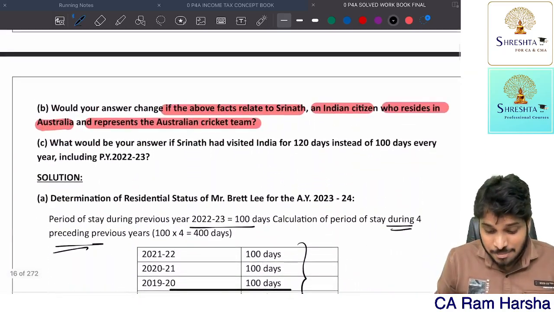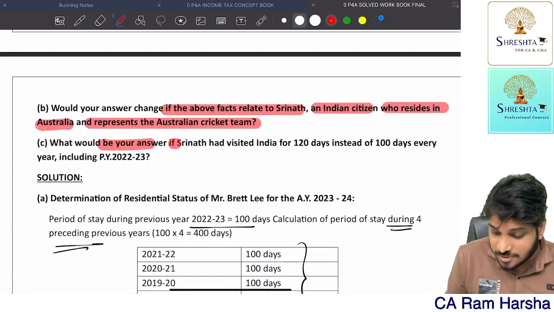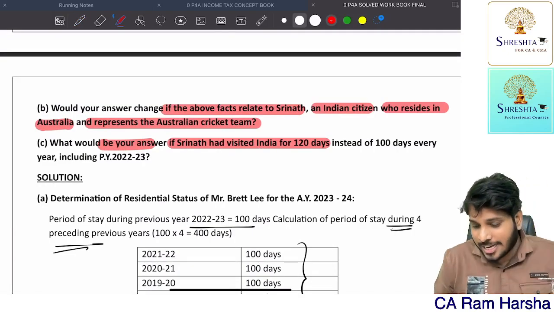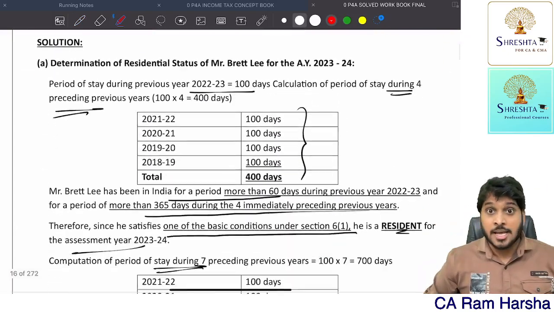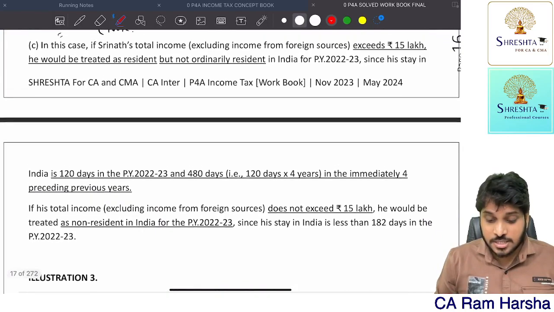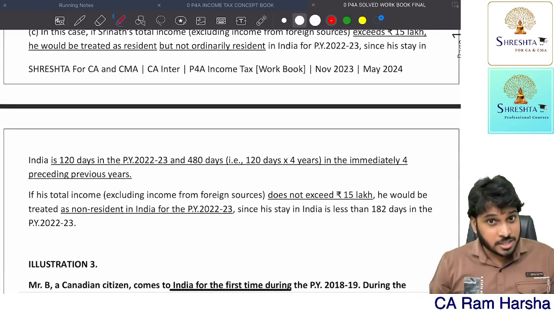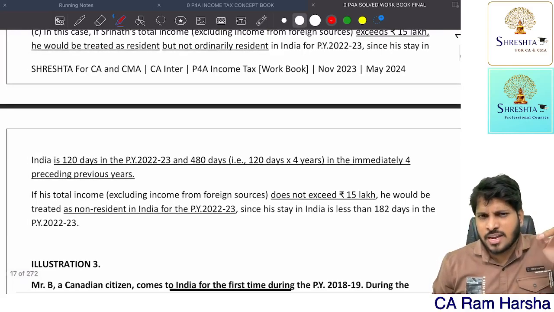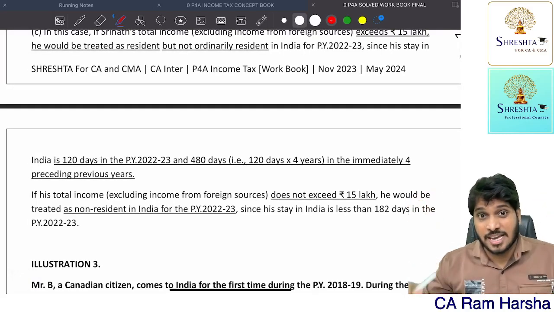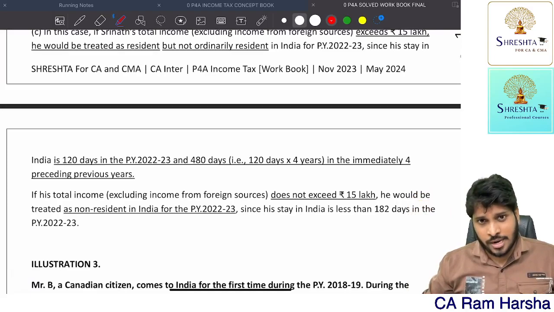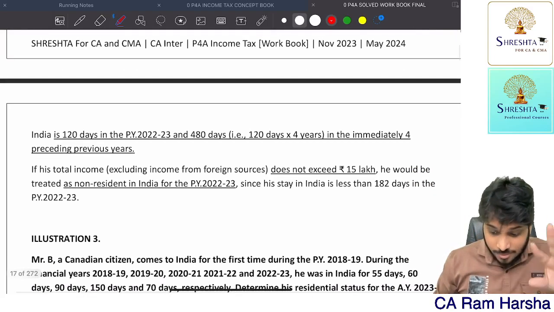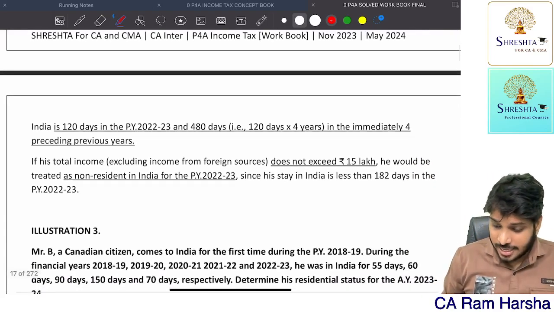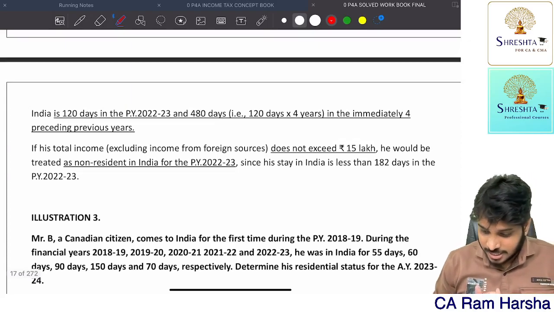You see case number 3. What would be your answer if Srinath has visited for 120 days in the current year? Current year 120 days. Here you see, if Srinath has visited for current year 120 days, in the past 4 years more than 365. Getting it? And having more than 15 lakhs Indian source based income. Getting the point? And in such a case, he is treated as resident.